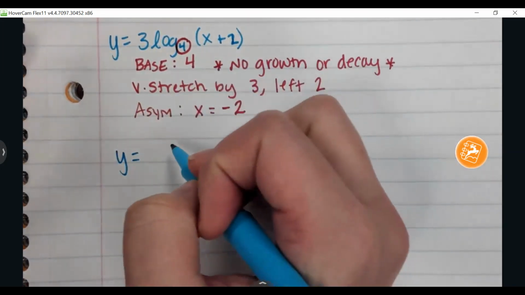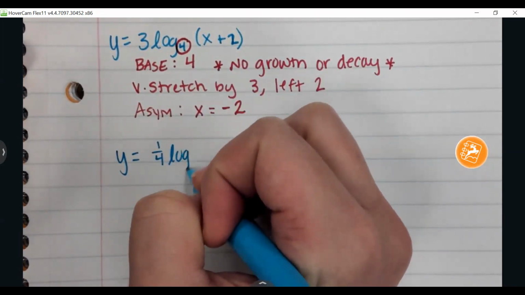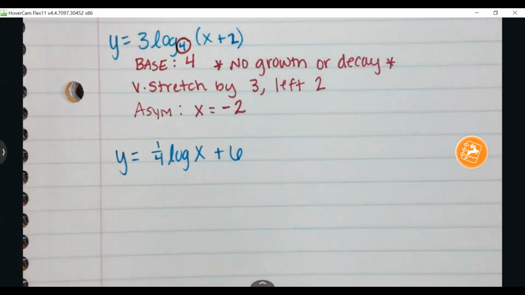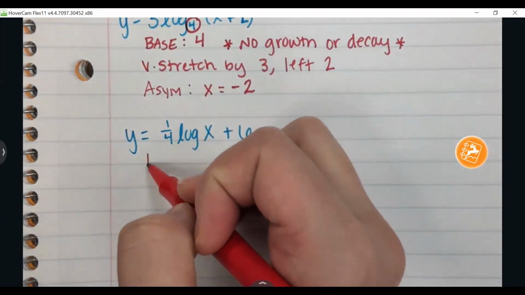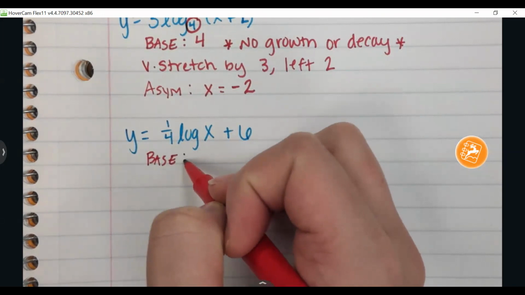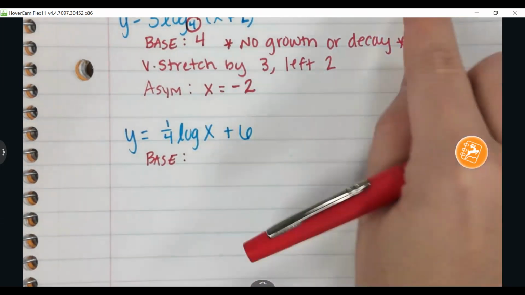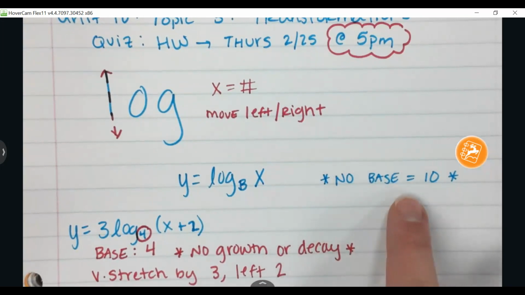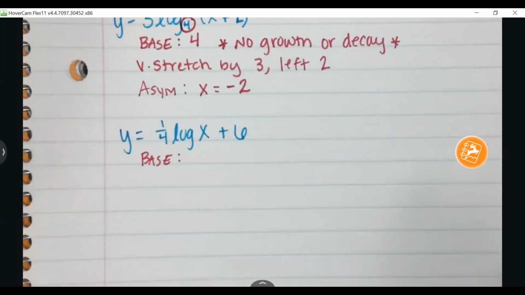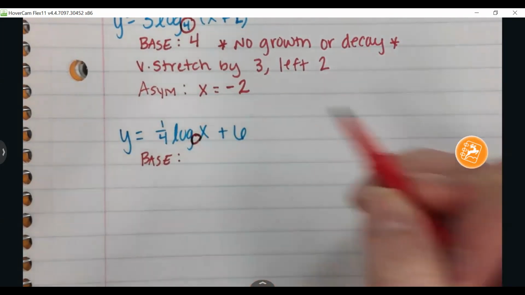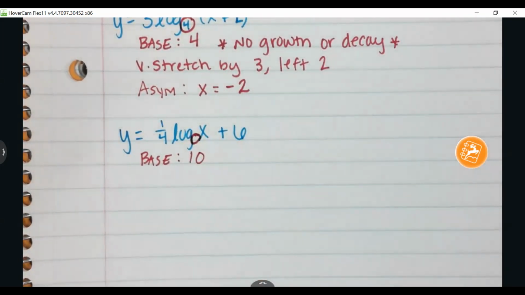Y equals 1/4 log of x plus 6. I need a base. A base is your teeny tiny number next to the word log. What is the base in this problem? It is not 0. It is 10. We wrote up here, if there's no base, it's automatically 10. So my base should be right here, but there's not one, so it's 10.